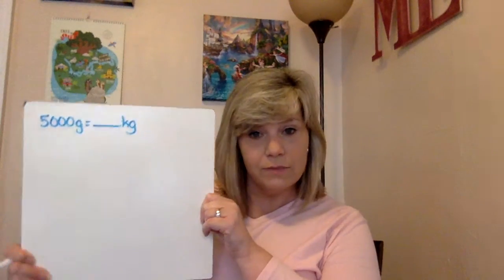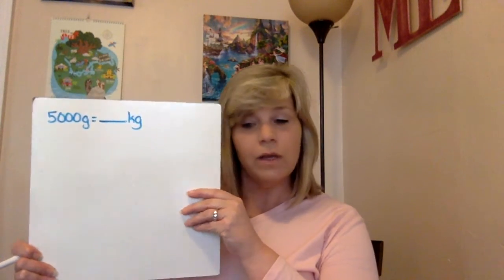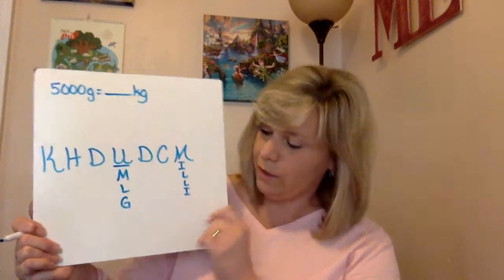So again, pause this for that guided practice and see how much you can do on your own. And go ahead and write your sentence. King Henry doesn't usually drink chocolate milk. I'm going to fill in milli because that's kind of hard. Underline my U and put, remember that's meters, liters, or grams. And we're working with grams. So our unit's going to be grams.